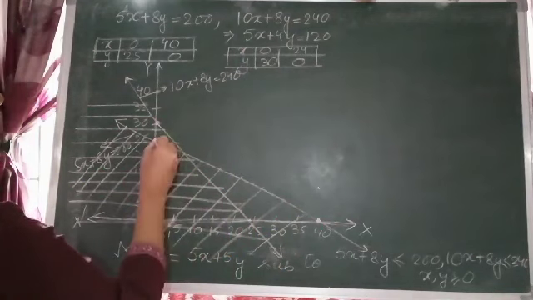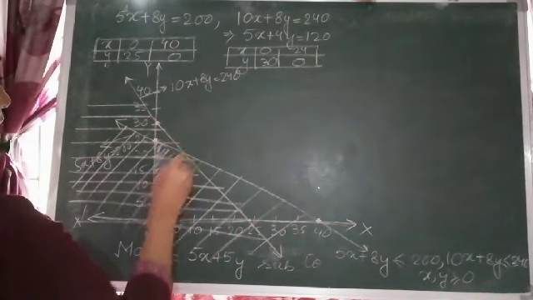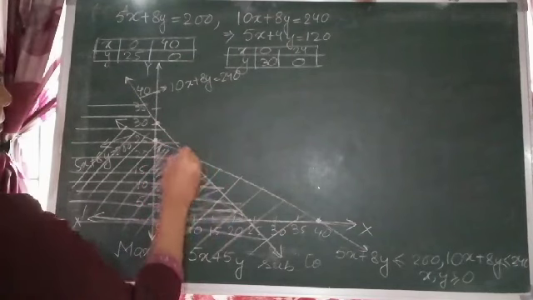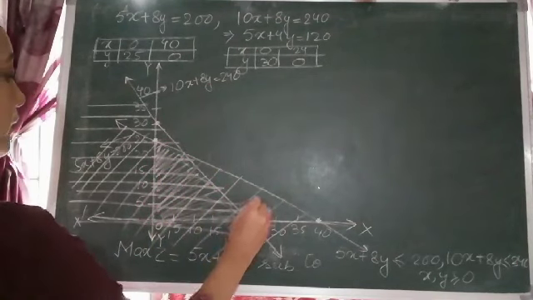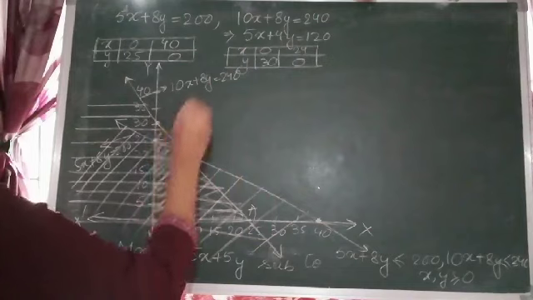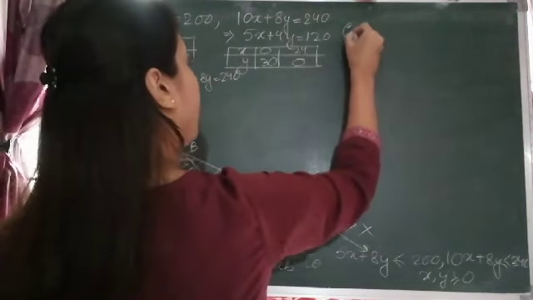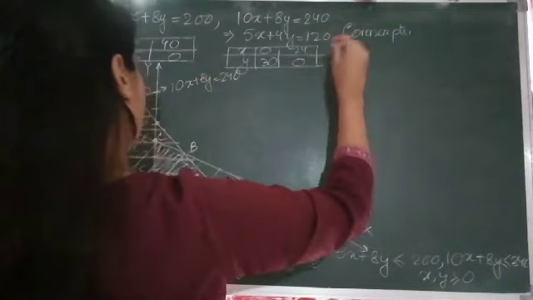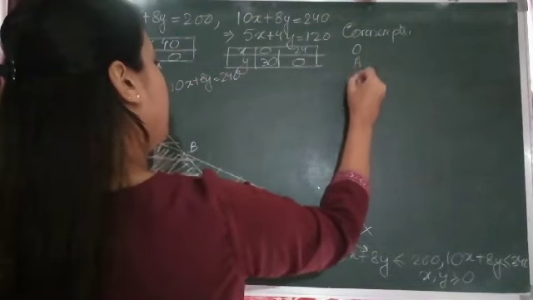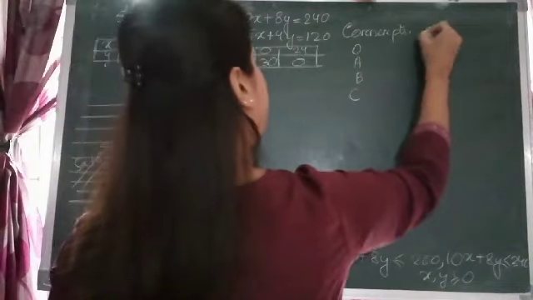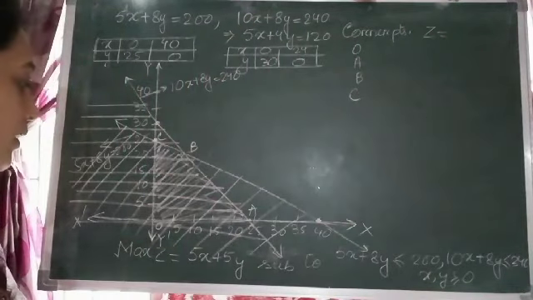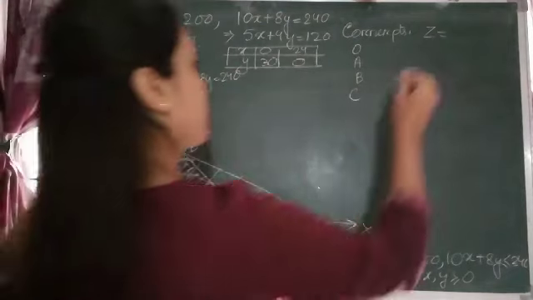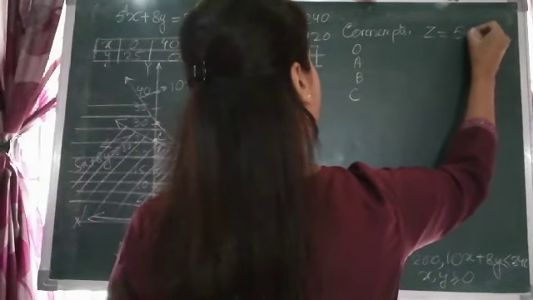And hence the feasible region is this. We will consider x, y greater than or equal to 0. These are the corner points here. So the corner points are O, A, B, C, and Z is equal to 5x plus 6y. Profit for B is 6, so 5x plus 6y.